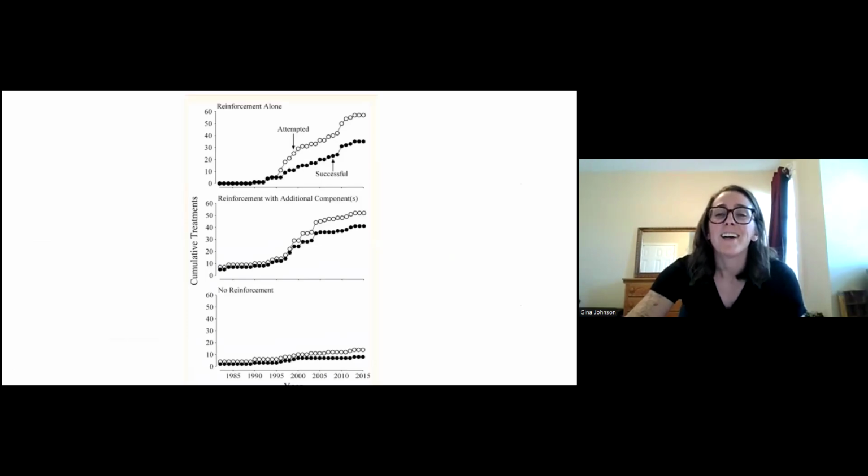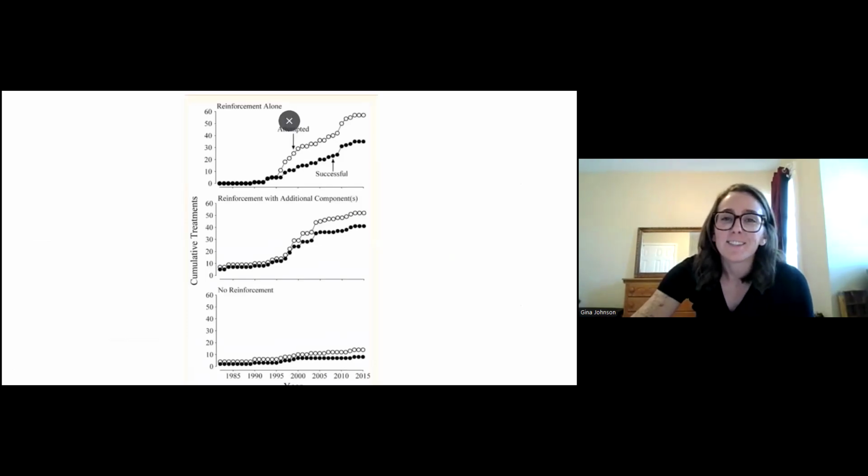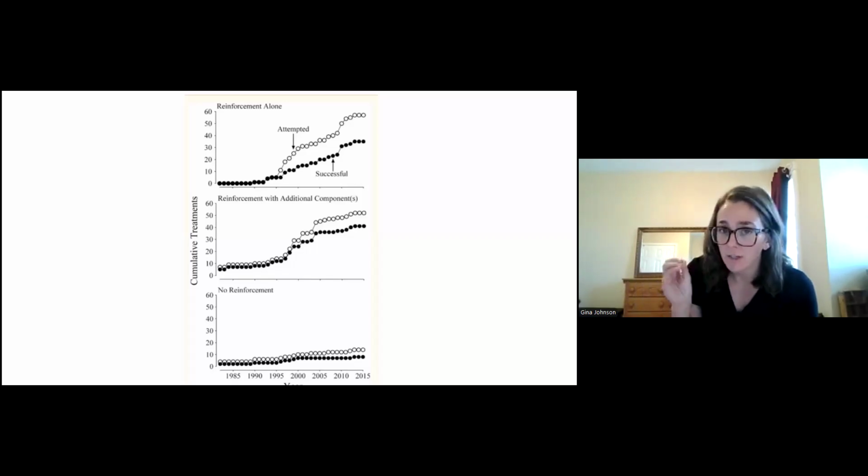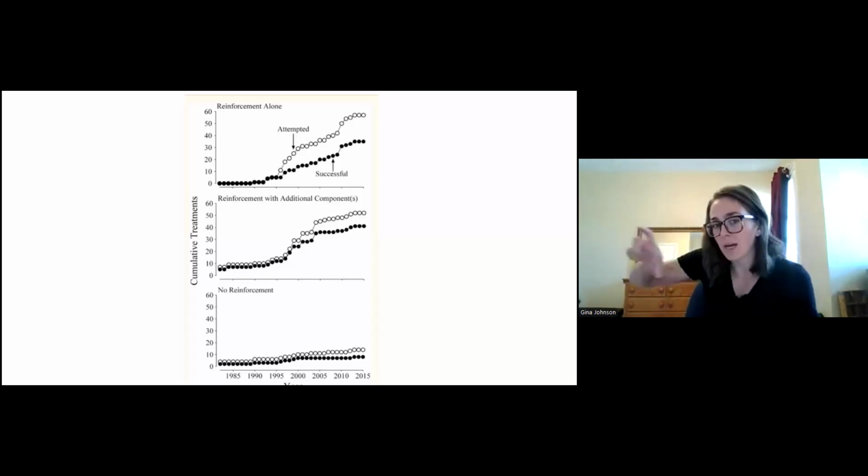There we go. Okay, so this is to show again the effectiveness of the treatments. So the black dots are successful treatments, which is 80% reduction in SIB or above. And then the clear dots are attempted procedures where the effectiveness was below 80%. And again, our timeline is from 1985 to 2015.